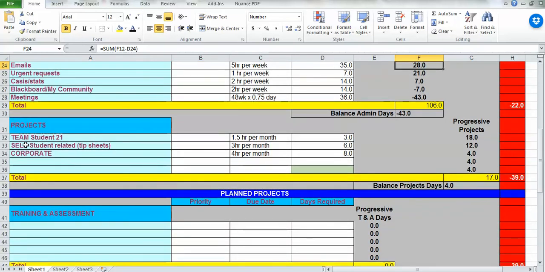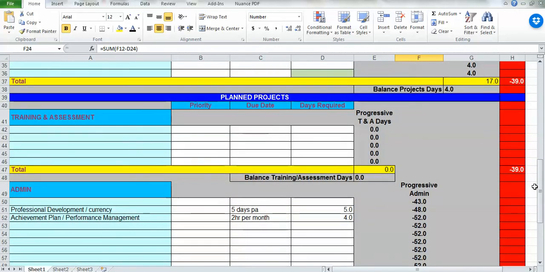Looking at projects, and looking at projects conducted for the team. These are things like our Student 21 in Salisbury, which is our personal strategy of how we're going to get our students through their units. And we're saying here that we would allocate an hour and a half per month to that task. That is 3 days. So that reduces our project days to 18. Projects for ourselves, generally things like student-related tip sheets, those sorts of things, 3 hours a month. That'll take up 6 days, reducing our available days for projects down to 12. And then corporate projects, 4 hours a month. That'll take 8 days a year, reducing our available project days to 4. So now, taking those 17 days that we've allocated off, we're now in the red by 39 days.